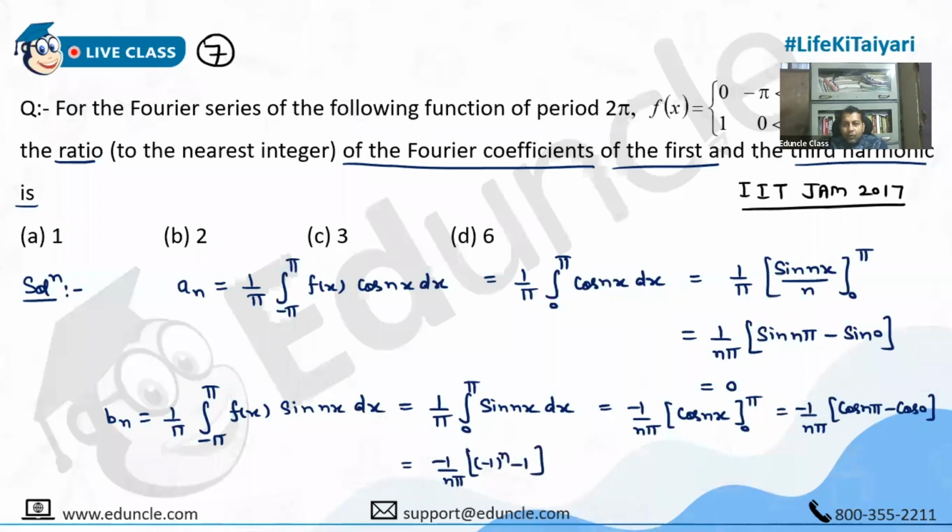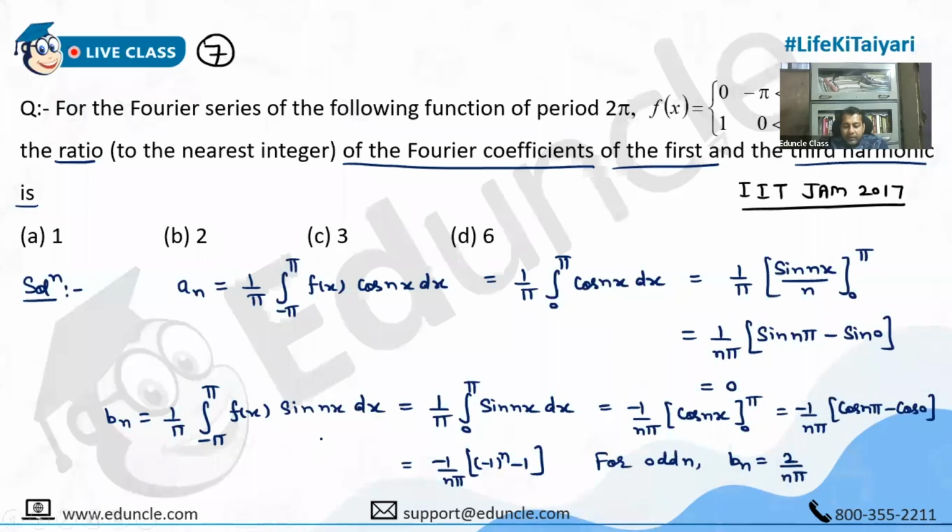And because both the coefficients are odd, no? First and third. Okay, so for odd n, this term will contribute -2. So it will give us 2 by n pi. Okay. Yes, sir.